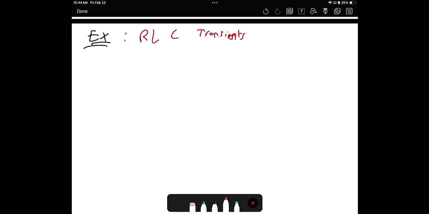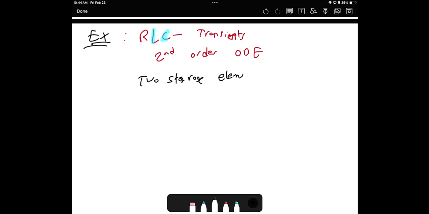Let's go back to circuits. RLC. So basically, RLC transients, we will have a second order ordinary differential equation. How do we know it's second order? We have an inductor, we have a capacitor, so we have two storage elements. Therefore, second order.